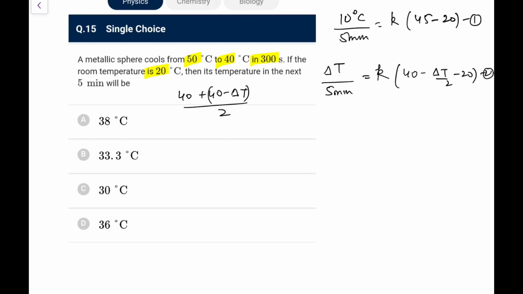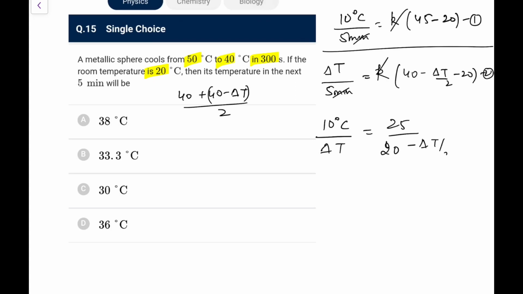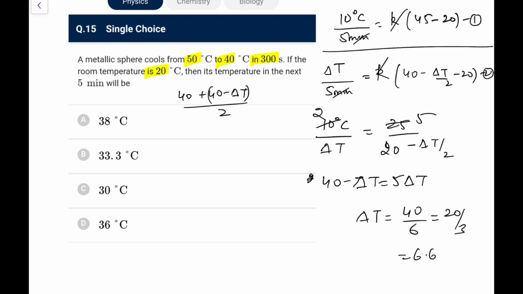That is the second equation. Now divide them, this goes, this goes, this goes. What you will have is 10 degrees Celsius upon delta T equal to 25 upon 20 minus delta T by 2. Multiplying it out, 40 minus delta T would be equal to 5 delta T. So delta T is 40 by 6, or 20 by 3, or 6.66 degrees Celsius it will drop, so 33.33 would be the final temperature.